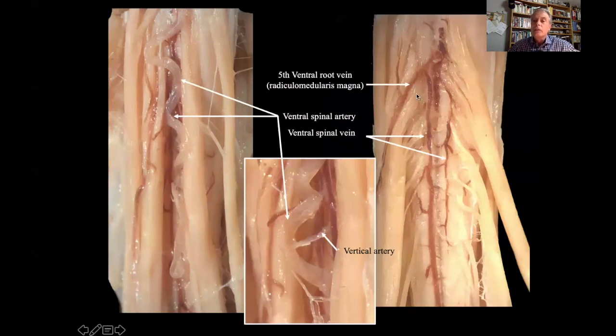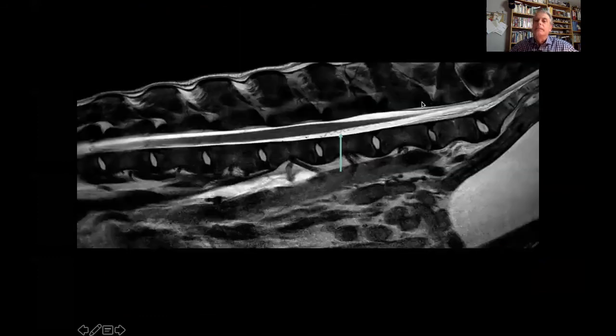It is important to notice that not all the radicular arteries are the same. In some roots, there is a lack of a radicular artery. In others, there is a big one, like this one here. This is the fifth ventral root artery, also known as radiculomedullaris magna. Again, on a sagittal section on MRI, you can identify this sigmoid aspect of the ventral spinal artery, very close to the lumbar intumescence.